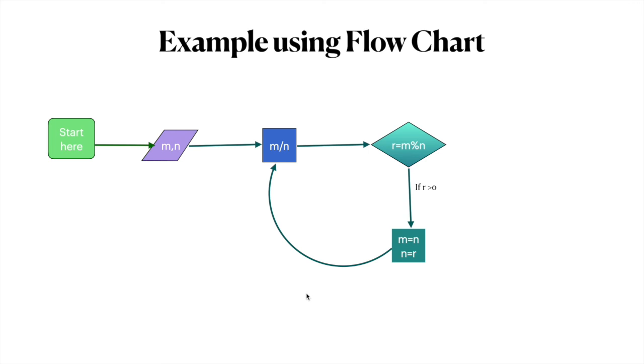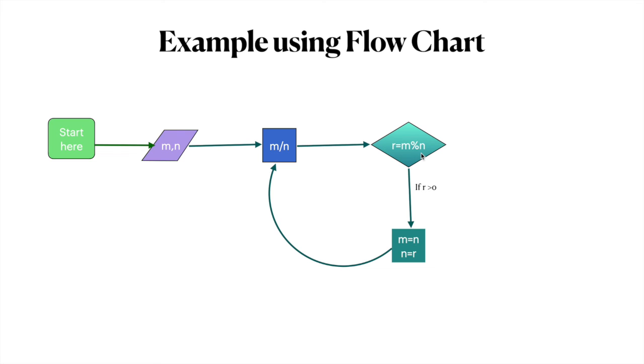And as long as the remainder is greater than 0, we will circle through this flowchart. We will assign the remainder, then we will go back to the process of dividing m by n. As long as the remainder is greater than 0, we will continue to go through this cycle.